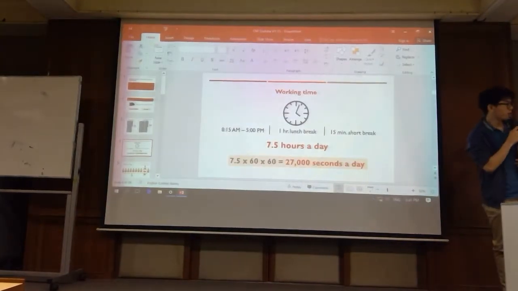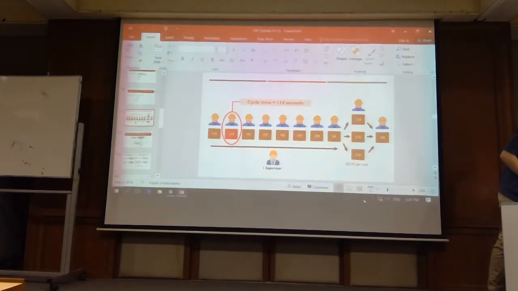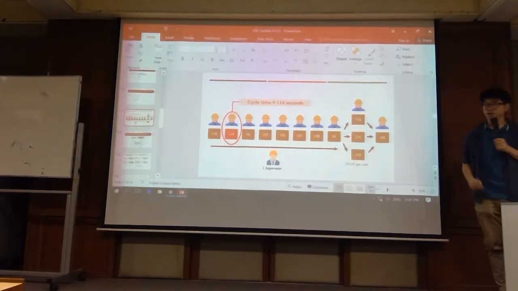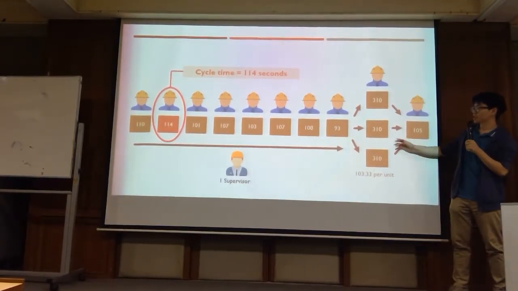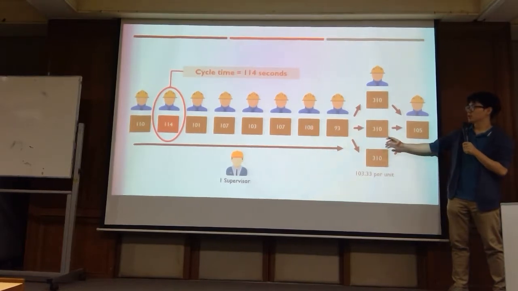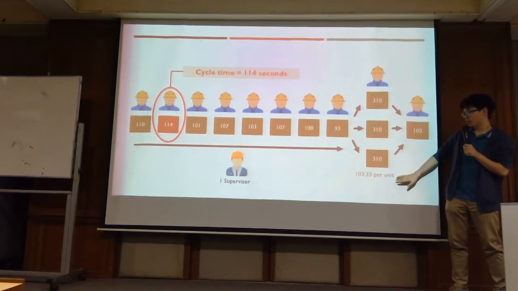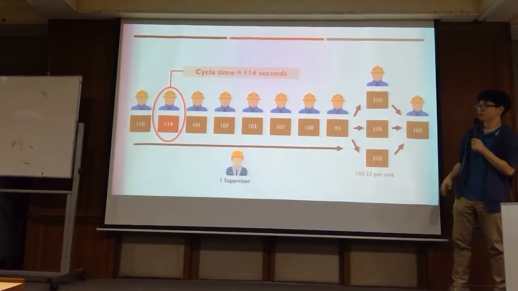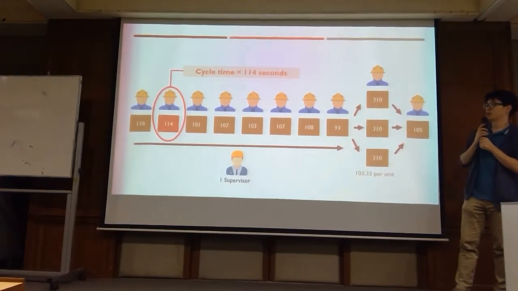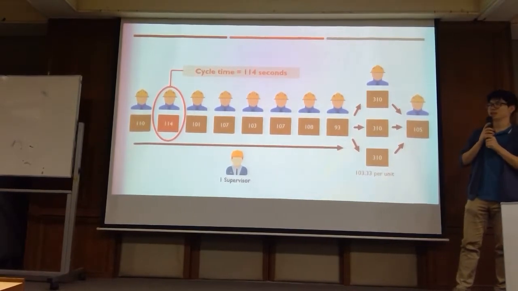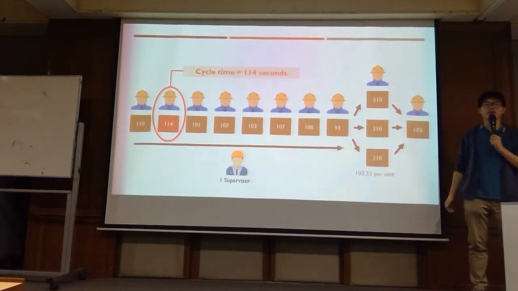Okay, next we're going to talk about the questions. From the assembly line, we're going to see the time used in each station. Since this station consumes only 1/3 for each unit, the next bottleneck is going to be the second station, which costs 114 seconds. So we determine this is the cycle time.